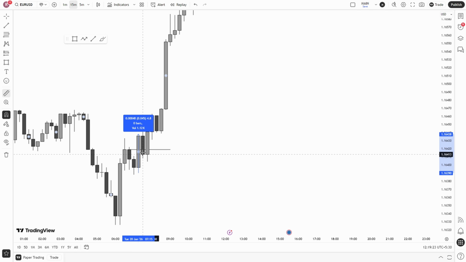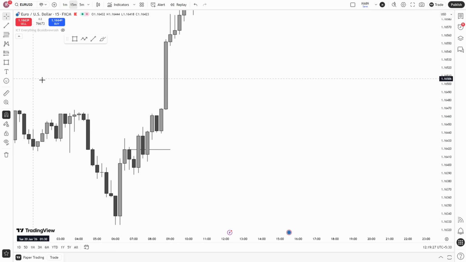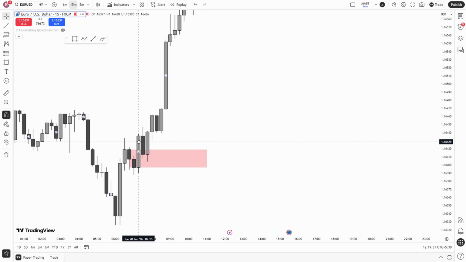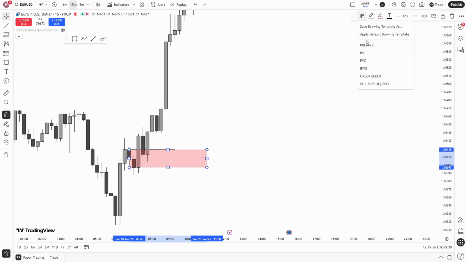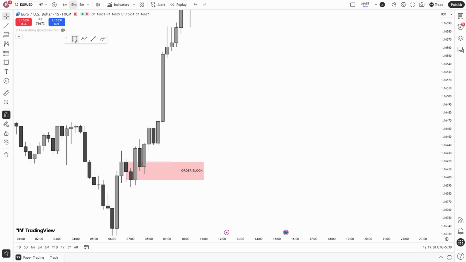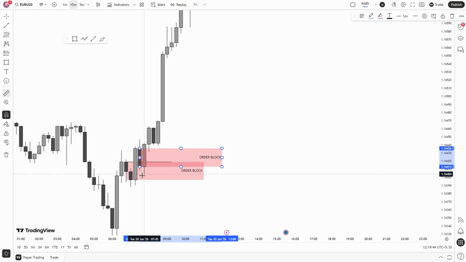For example, price is in a bullish trend. Then price forms two bearish candles. After that, a strong bullish candle displaces price higher. That bearish area is the order block. The same pattern can repeat. Another bearish candle forms within the uptrend. Price displaces higher again, and that creates another order block.